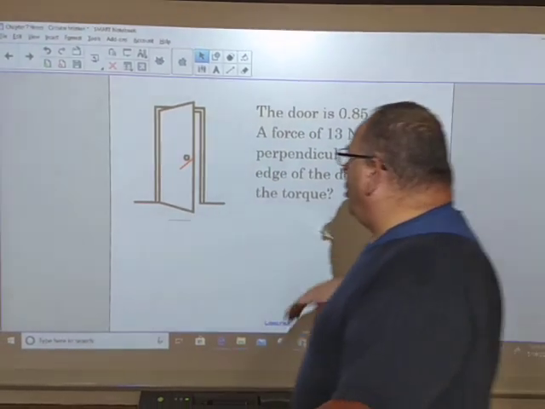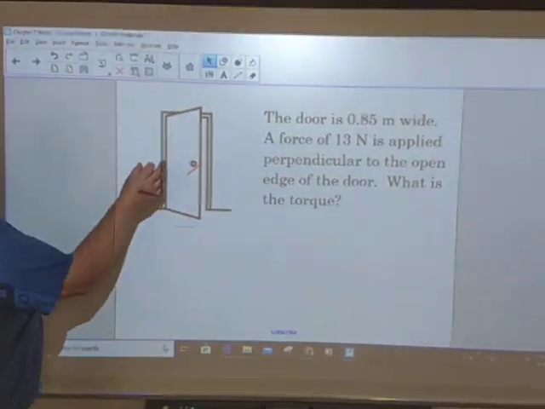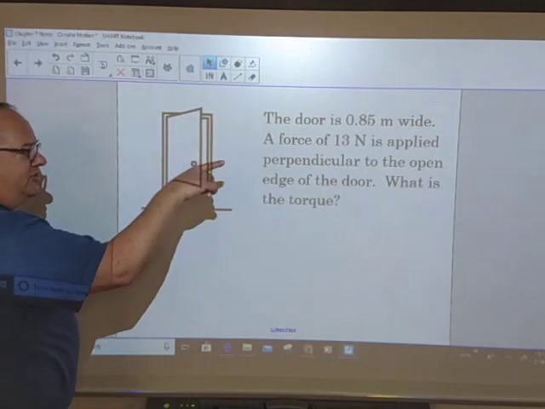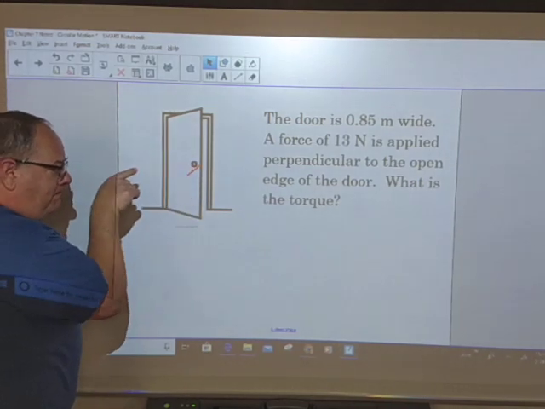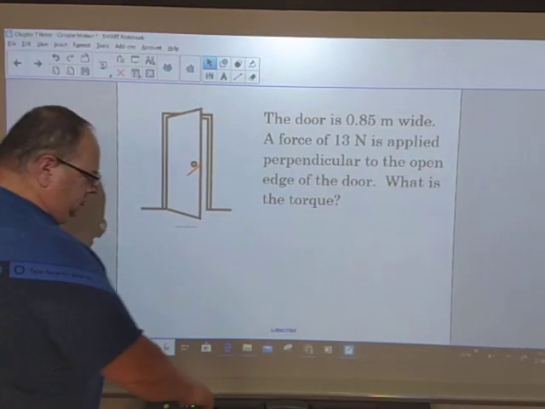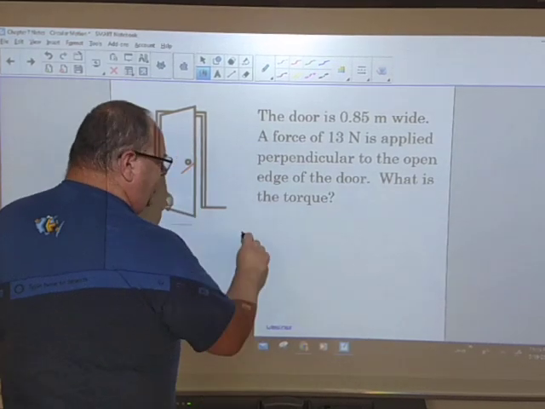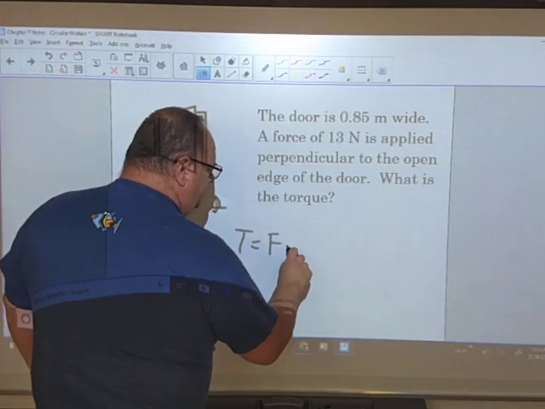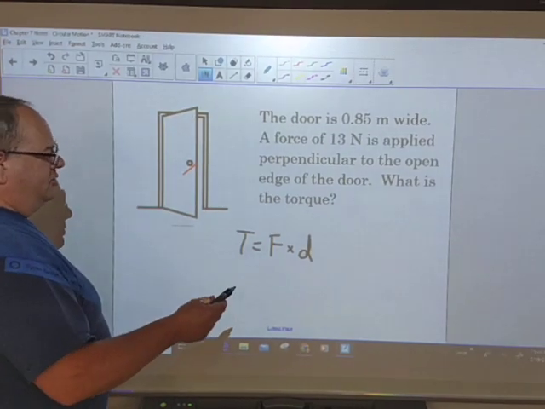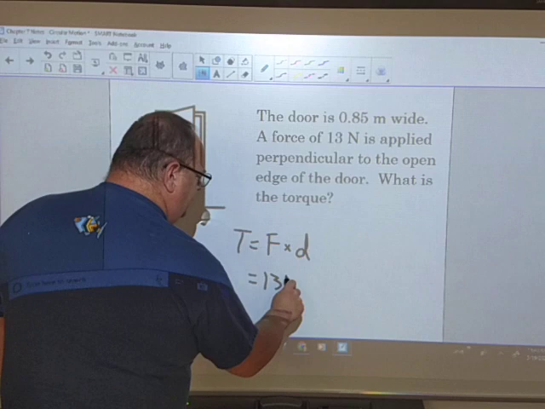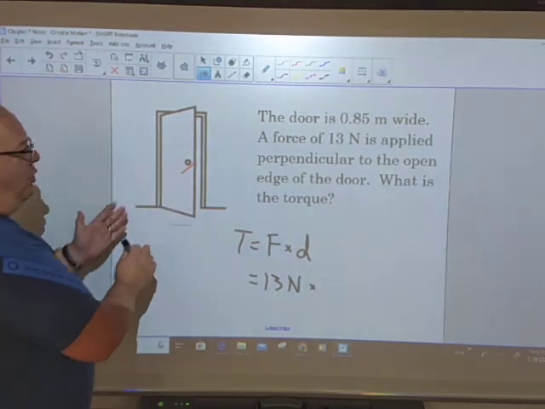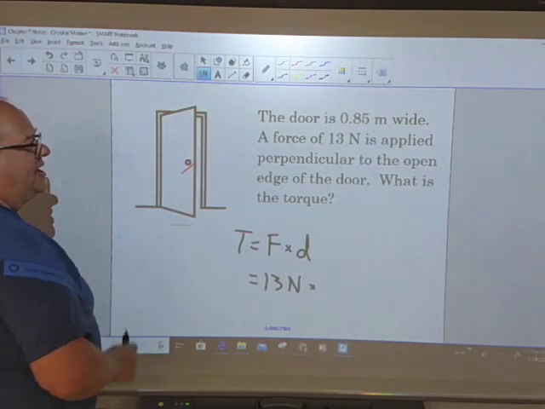So, all right, I got a door here, and it says my door is 0.85 meters wide, and I'm applying a force of 13 newtons right to this edge of the door, perpendicular to the door. What is the torque? Well, we can say torque equals force times this perpendicular distance. And so my force is just 13 newtons. And that perpendicular distance, well, that's the width of my door. The hinges are on the other side. I'm pushing on this side.